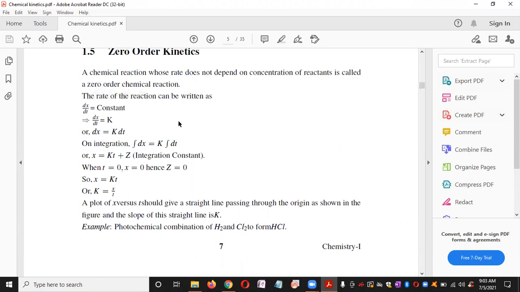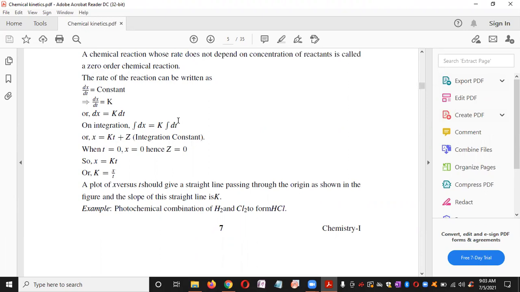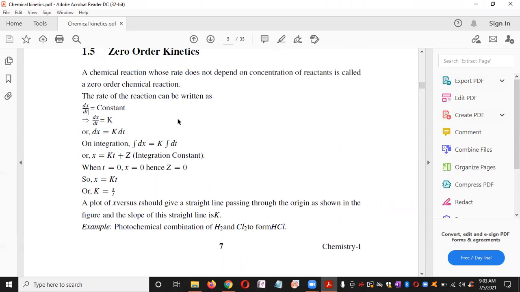Okay, so for a zero order reaction, A gives rise to the product. For a zero order reaction, the concentration power of A is 0. Got it? Okay, so let's see the derivation of rate. A chemical reaction whose rate does not depend on the concentration of reactant is called a zero order reaction. A power 0, why? Because something power 0 is always 1.